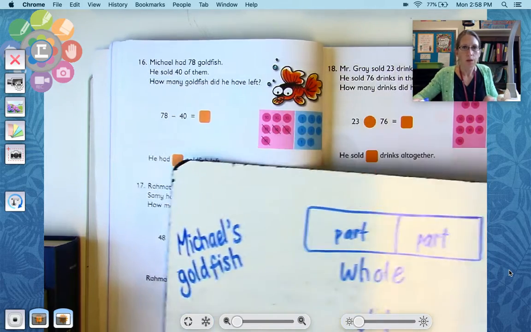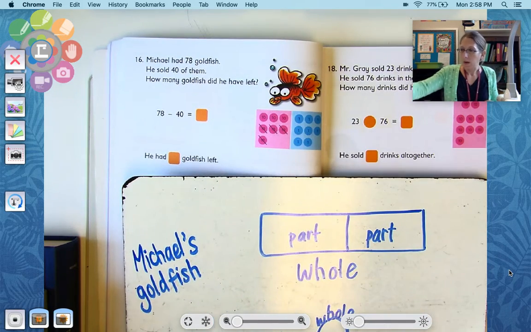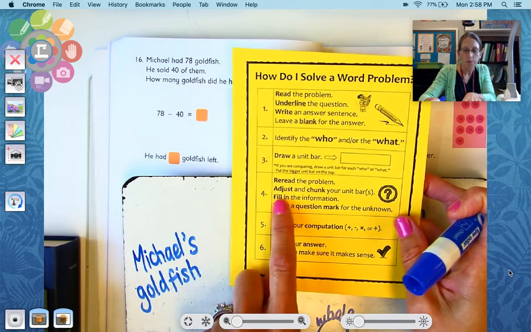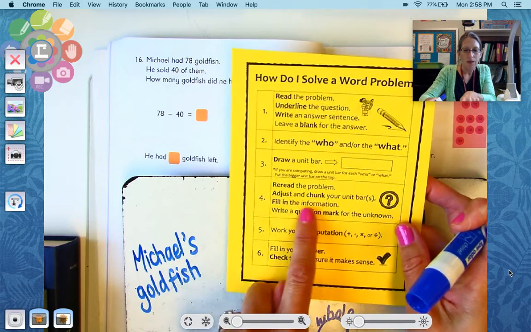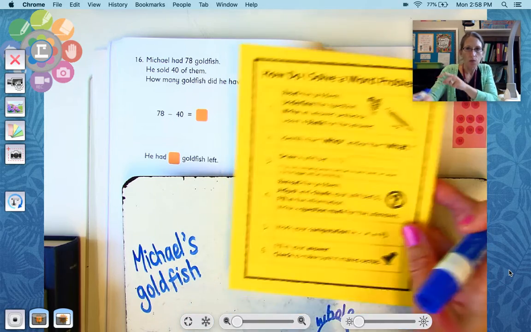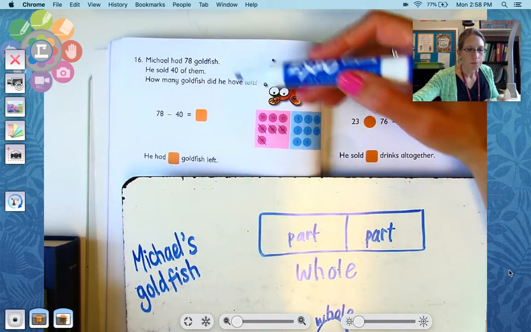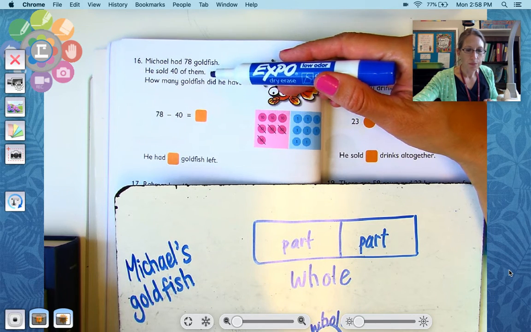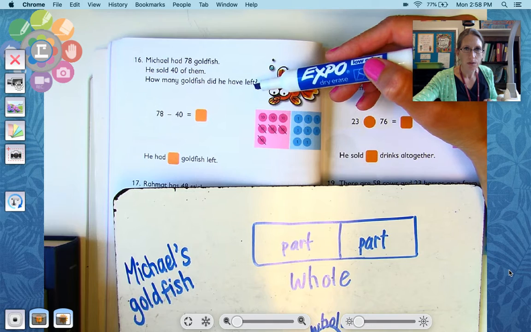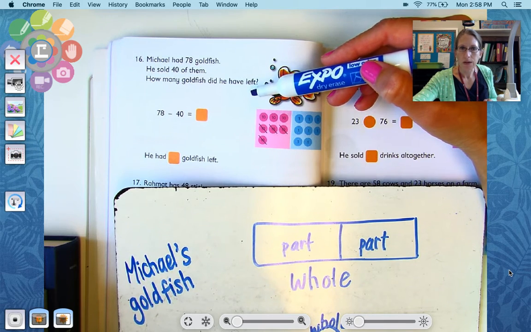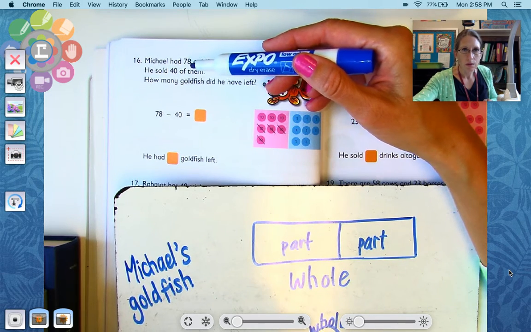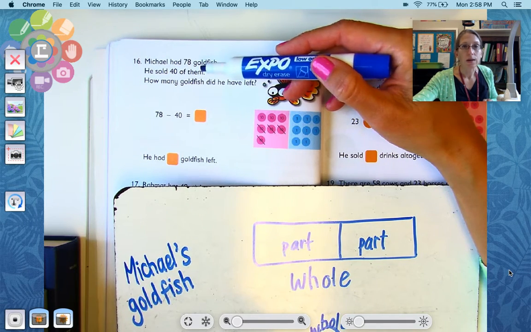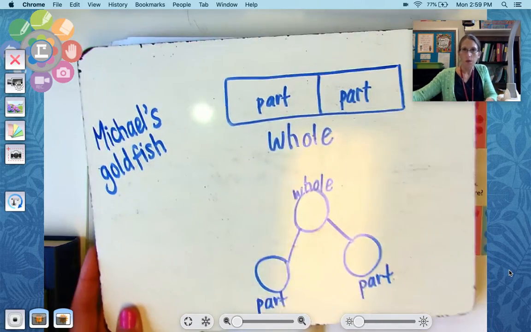Let's go back and reread our question, and then we're working on this next step, number 4. We're going to reread the question or the problem, adjust and chunk your unit bar, fill in the information, write a question mark for the unknown. Let's see. Michael had 78 goldfish. He sold 40 of them. How many goldfish did he have left? So they are telling us he started with 78. Then he sold some of them, and then he had some left. So they're actually giving us the whole number. So let me show you what that would look like.